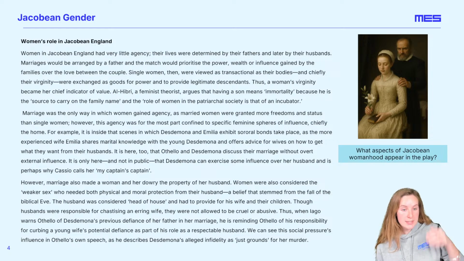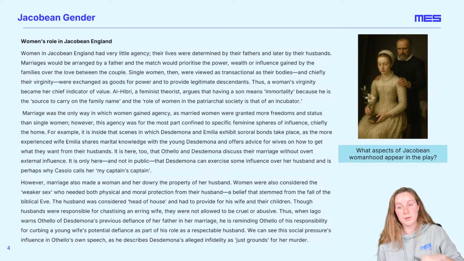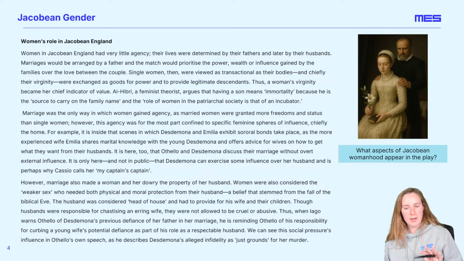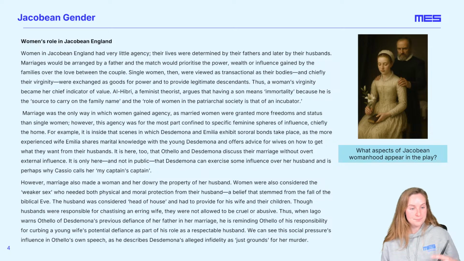For example, it is inside that scenes in which Desdemona and Emilia exhibit sororal bonds take place, as the more experienced wife Emilia shares marital knowledge with the young Desdemona and offers advice for wives on how to get what they want from their husbands. It is here, too, that Othello and Desdemona discuss their marriage without overt external influence. It is only here, and not in public, that Desdemona can exercise some influence over her husband, and this is perhaps why Cassio calls her my captain's captain.